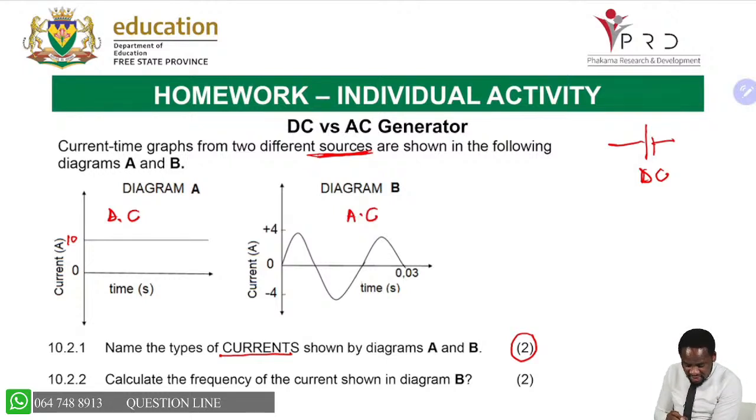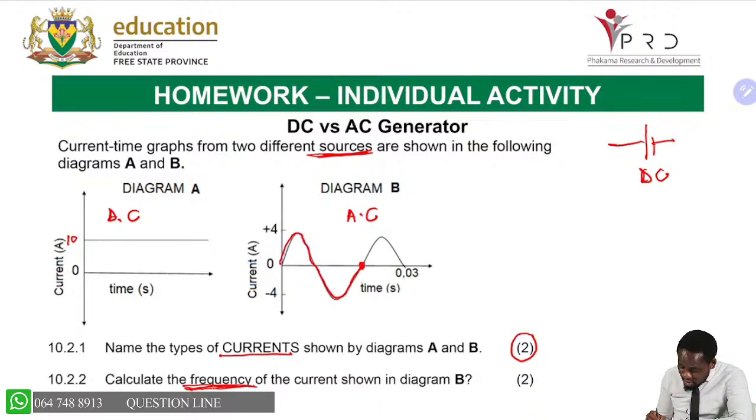Then the problem starts. Calculate the frequency of the current shown in diagram B. Frequency can only be determined where we can actually analyze a graph or a cycle. For direct current, it is difficult to determine the frequency from the graph, but we can calculate the frequency for B. The question is, how many complete cycles do we have? Let's trace it. From here, we go up, come down. That's half a revolution. That's a full cycle. So in other words, there's 1.5 cycles.